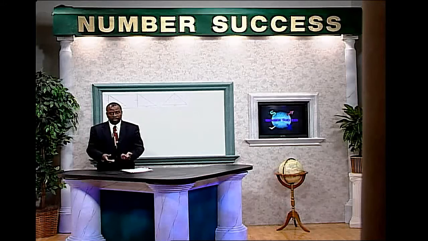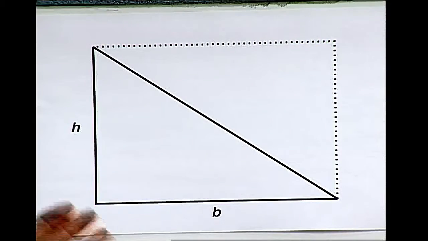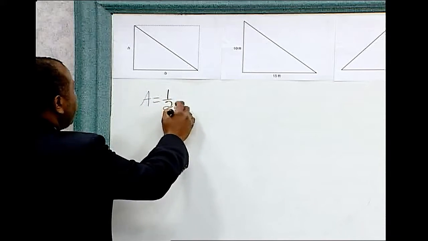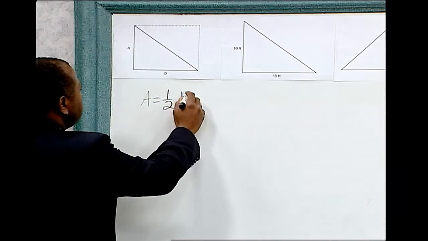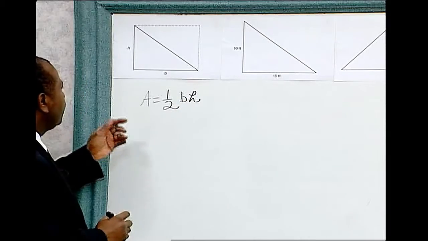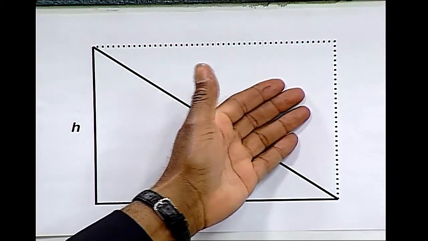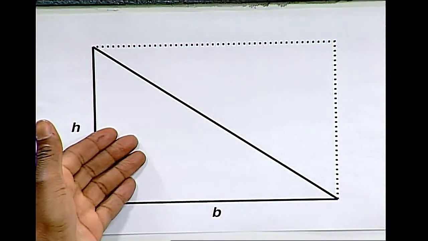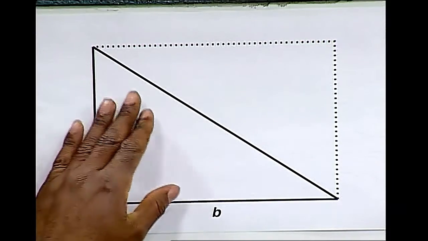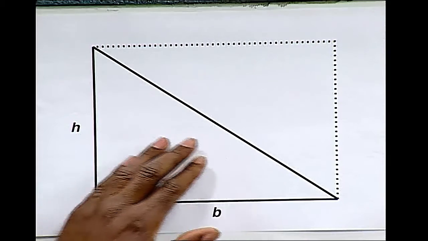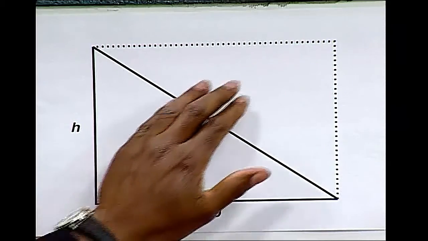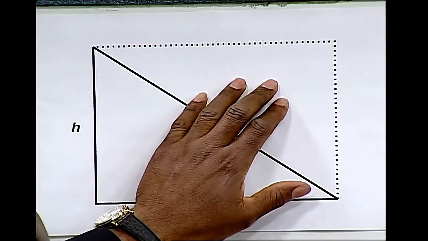Area of a triangle. The formula for a triangle is A is equal to 1/2 the base times the height. A triangle is 1/2 of a rectangle. If you take the triangle and compare it to a rectangle, you will see that it is 1/2. Two triangles are equal to one rectangle.